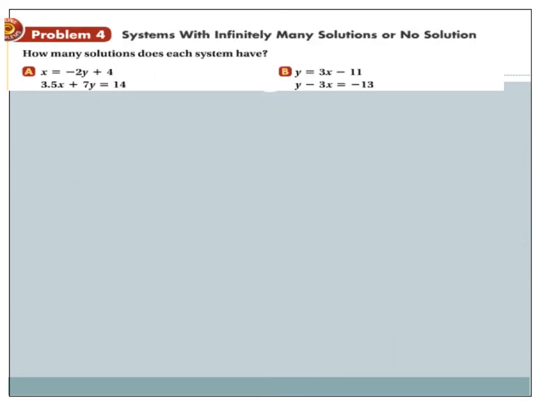And finally, just like how we have used solving by graphing to figure out if a system has one solution, no solution, or infinite solutions, we can do the same thing here with solving by substitution. The key is your first steps are always the same. I already have this first equation. It says x equals. So now I'm going to replace this in for my x here. So I'll have 3.5. Instead of writing x, I'm going to write negative 2y plus 4, plus 7y is equal to 14.